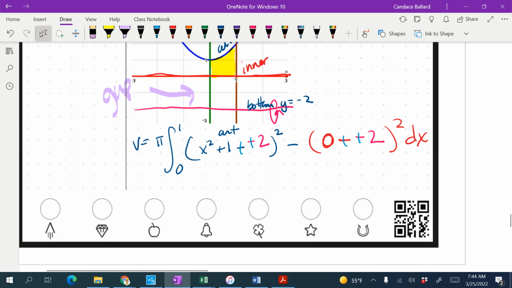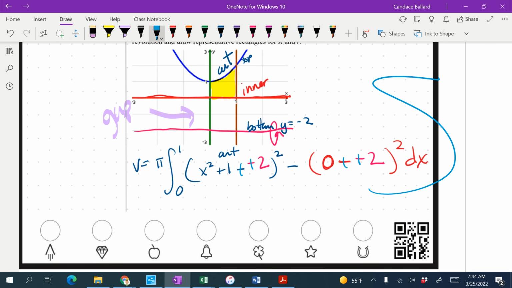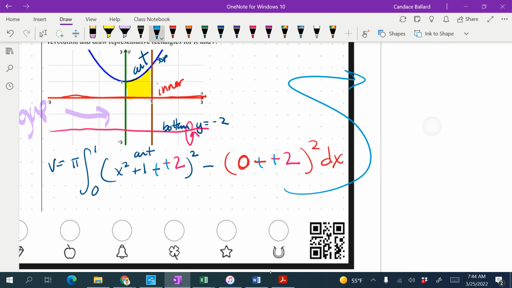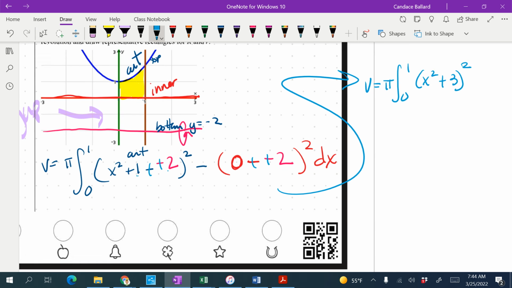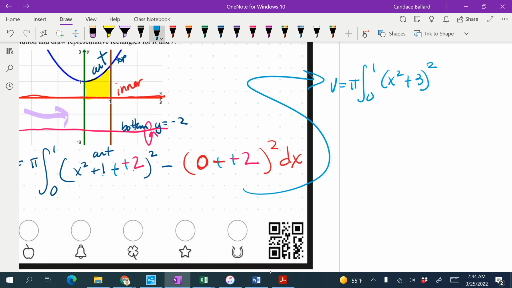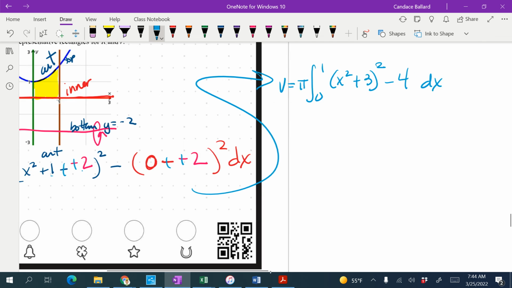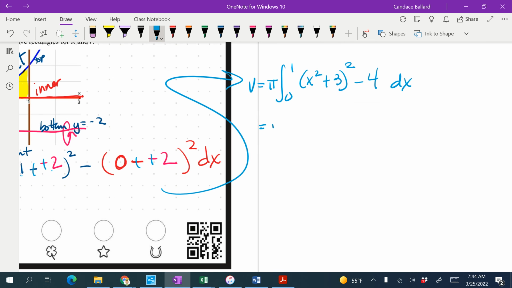Let's clean this up a little bit before we integrate it. I should have written in a different spot. I'm going to move my work over here. So we've got volume equals pi times the integral from 0 to 1. 1 plus 2 would be 3. So we've got x squared plus 3 squared. And then 2 squared would be 4, so minus 4 dx. I'm going to choose to FOIL this out a little bit. So I've really got x squared plus 3 times x squared plus 3 minus 4 dx.